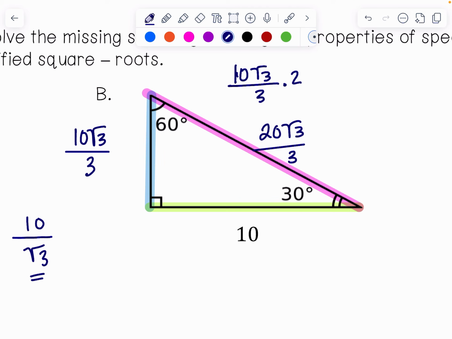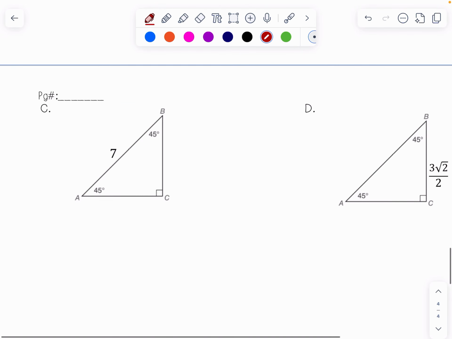If I were to take my short leg when it's in its unrationalized form and multiply it by the square root of 3, that square root of 3 would cancel, leaving me with 10. So our relationship still exists. It just looks a little bit more complex. Let's now go to the 45, 45, 90s.